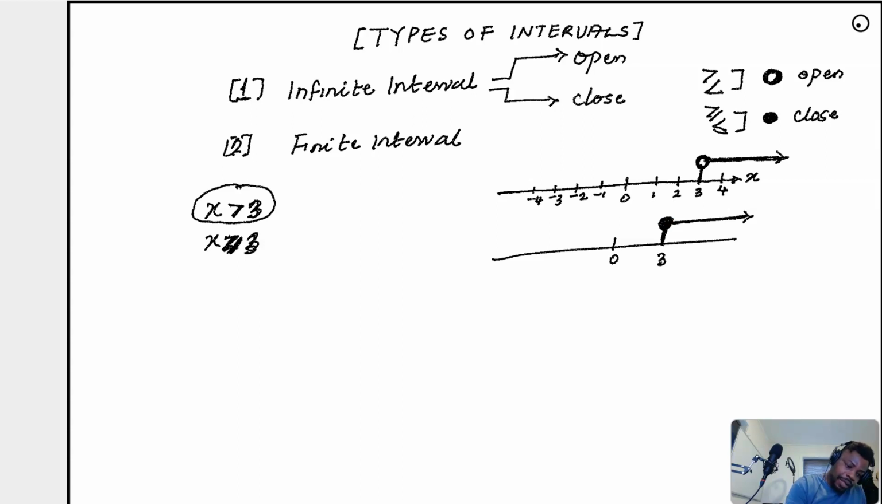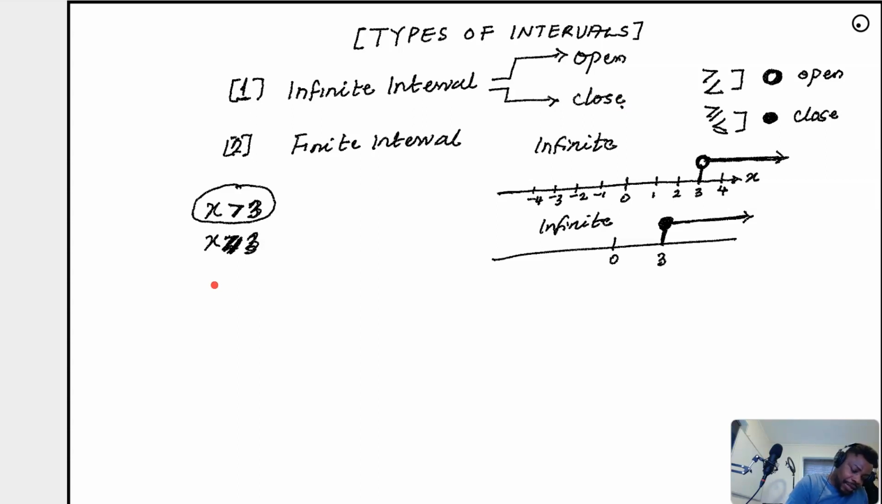Now, because the x value is continuous, because anything greater than 3 satisfies this inequality, because it is continuous, it becomes infinite. For this one also, everything greater than 3, because it's continuous, it is infinite. So you can see, infinite interval can be open or close.